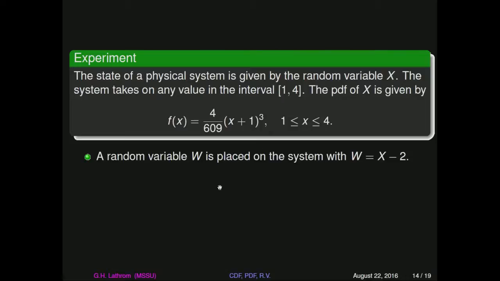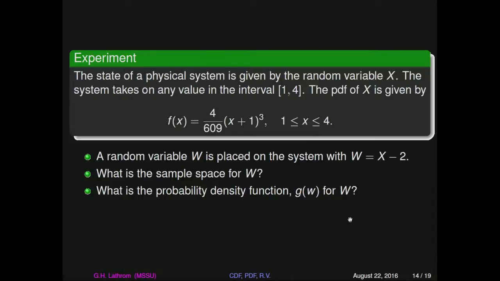So now let's say that we want to replace our random variable X with a random variable W. And the relationship between X and W is that capital W is equal to capital X minus 2. So now we can ask, what happens? What's going to be the sample space for capital W? And what is the probability density function for capital W? If little g of w is going to be the PDF for W, how do we find that?